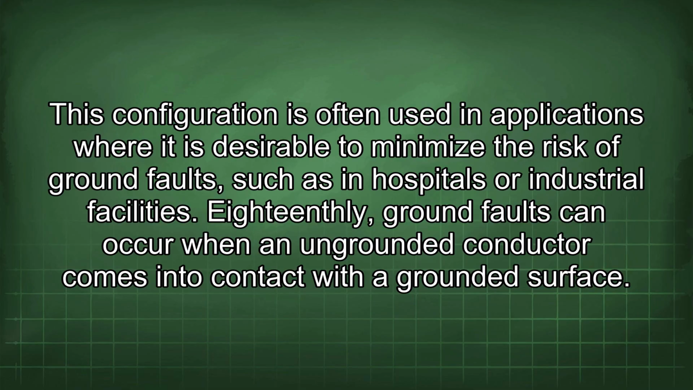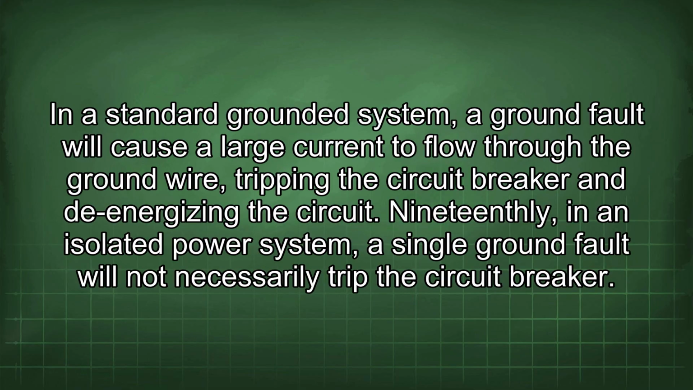18thly, ground faults can occur when an ungrounded conductor comes into contact with a grounded surface. In a standard grounded system, a ground fault will cause a large current to flow through the ground wire, tripping the circuit breaker and de-energizing the circuit.